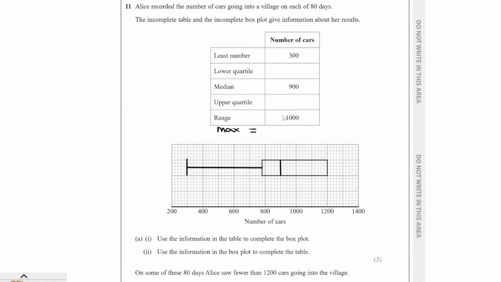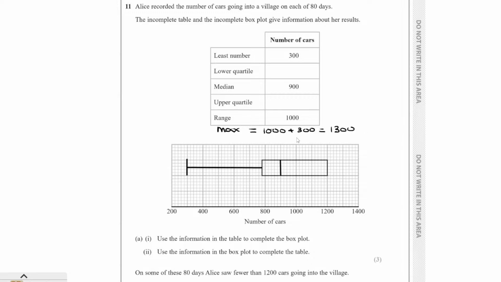So I actually just need to work that out. That would be the least plus the range, which is obviously the greatest then, isn't it? So you might have to work that out. Just double check what they've given you on your table. They might give it to you straightforward, or they might give you different ranges that you have to calculate.